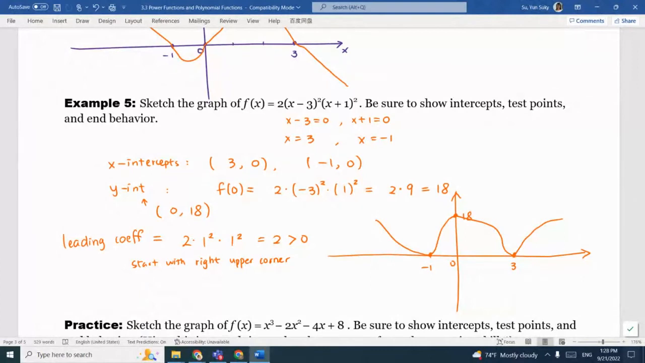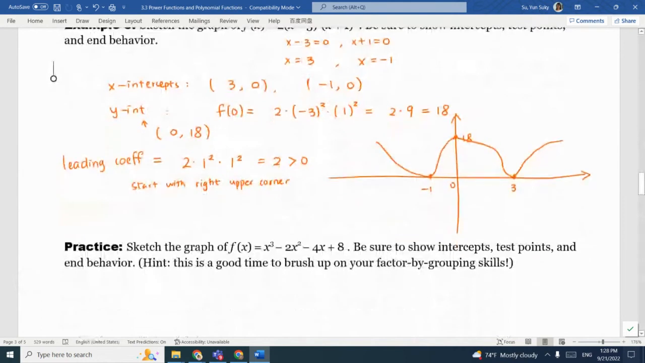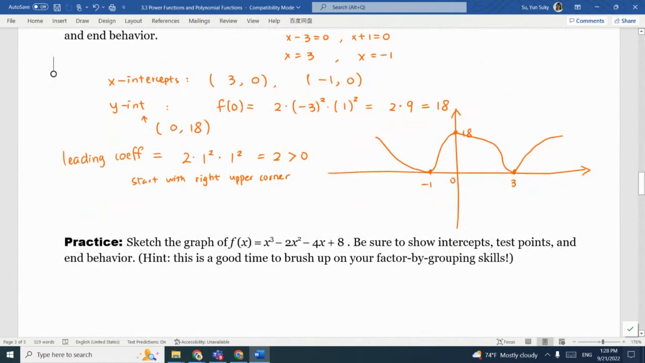So far, so good, everybody? Yes. Awesome. Okay. Now let's do more exercise. Look at this problem.